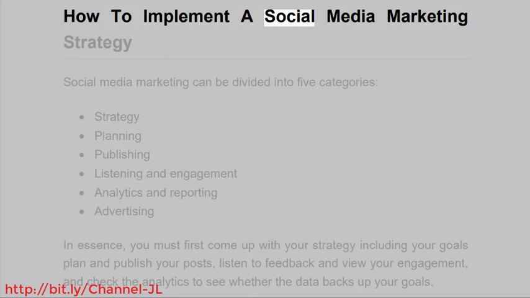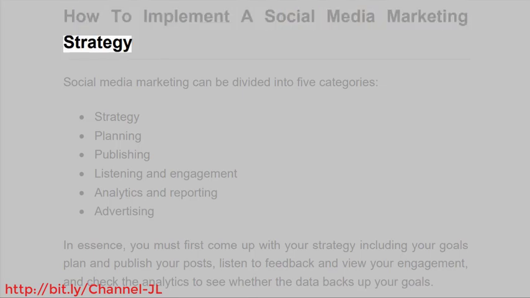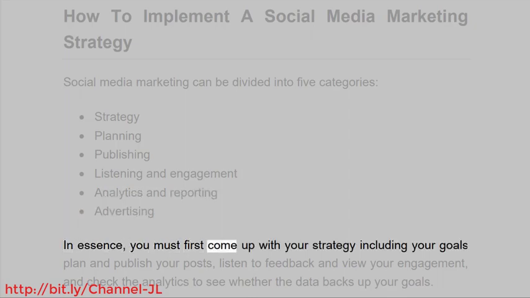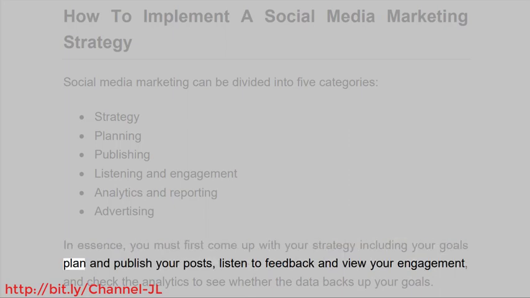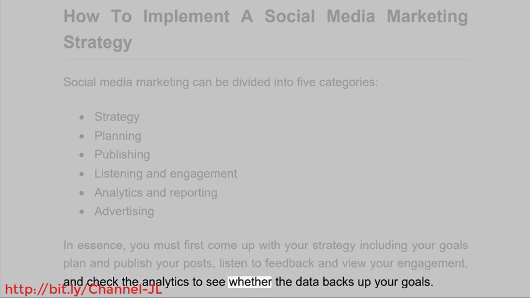How to implement a social media marketing strategy. Social media marketing can be divided into 5 categories: strategy, planning, publishing, listening and engagement, analytics and reporting, advertising. In essence, you must first come up with your strategy, including your goals, plan and publish your posts, listen to feedback and view your engagement, and check the analytics to see whether the data backs up your goals.